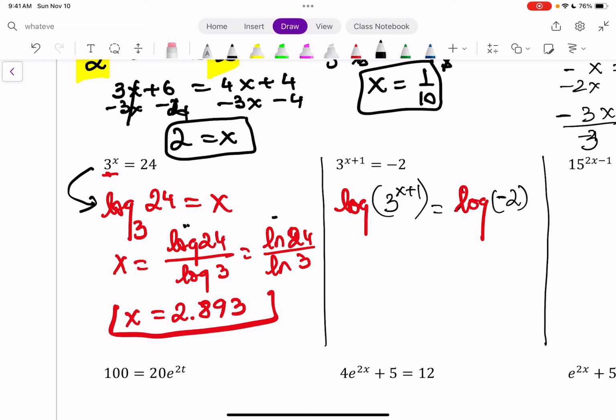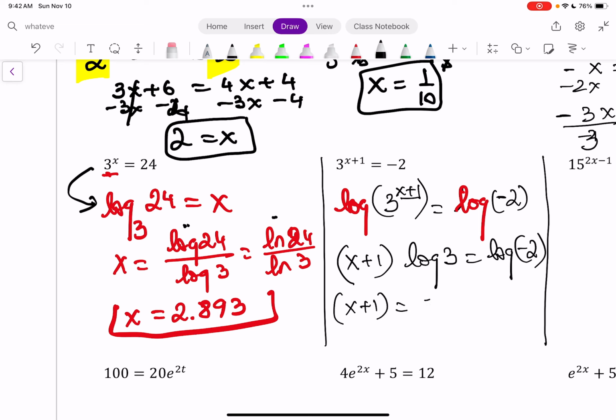All right, well, what does a common log do? It's going to force, based on the rules of exponents, that exponent up front as a coefficient. All right, so now x plus 1 is common log of negative 2 divided by common log of 3. And now I can straight up use my calculator to find this answer. Okay, and of course, then we're going to need to minus 1 from x.